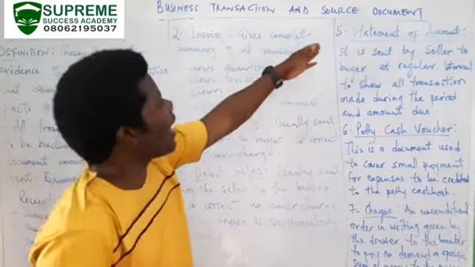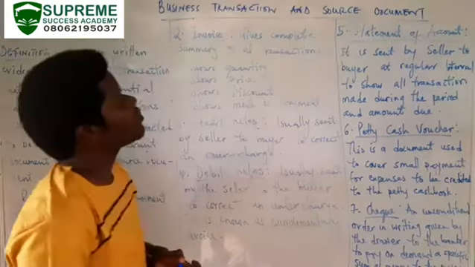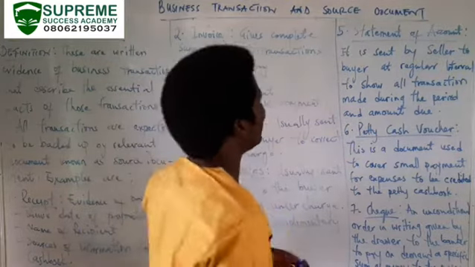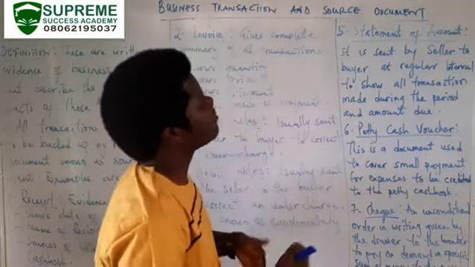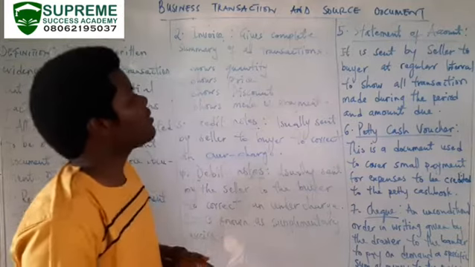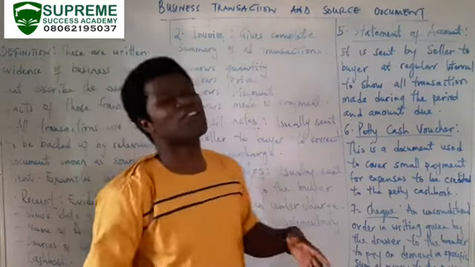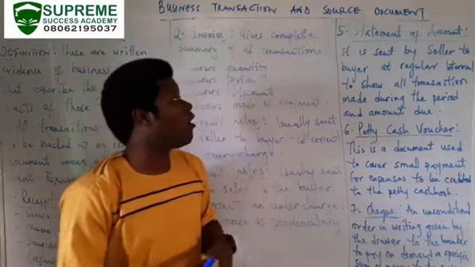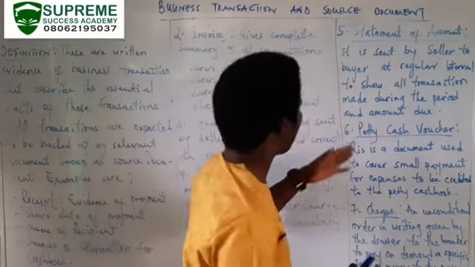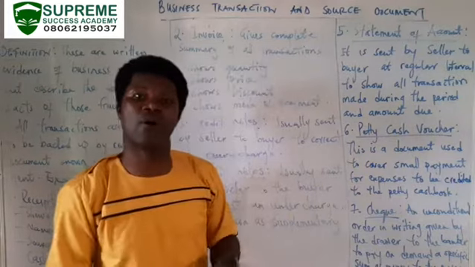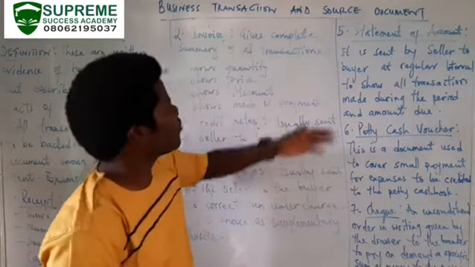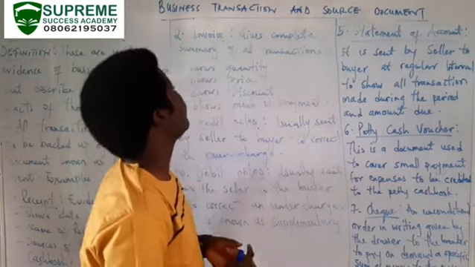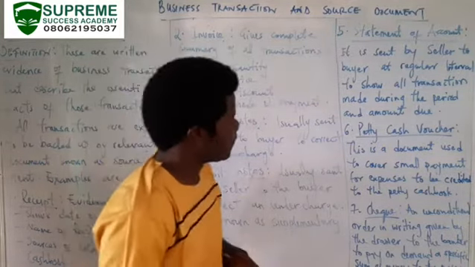And then number 5, we have the statement of account. A statement of account can also be said to be a source document that is sent from the seller to the buyer at regular intervals to show all the transactions that are made during that period. It shows all the transactions made during that period, and of course the amount that is due. This statement of account is very important in financial accounting reporting.